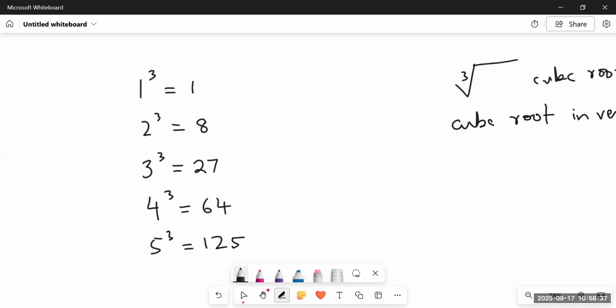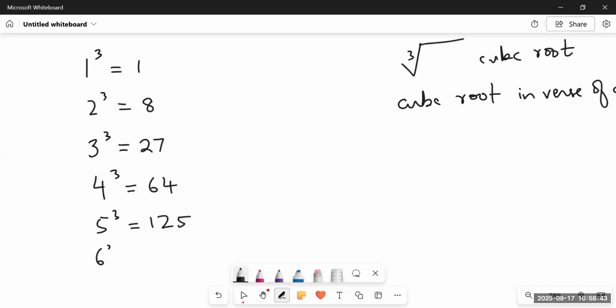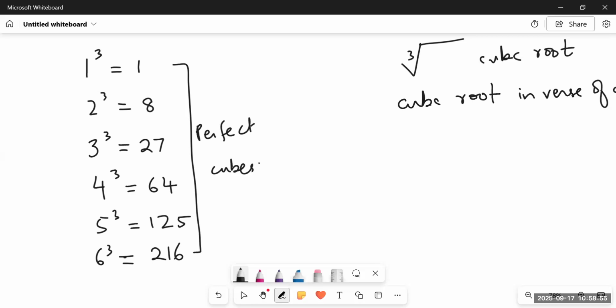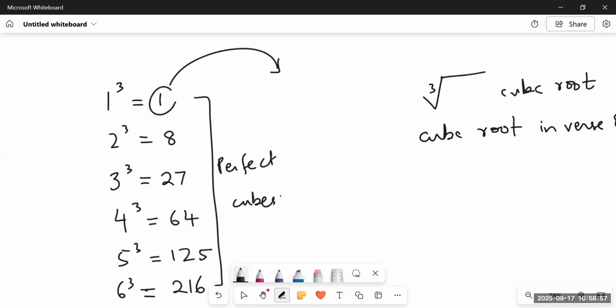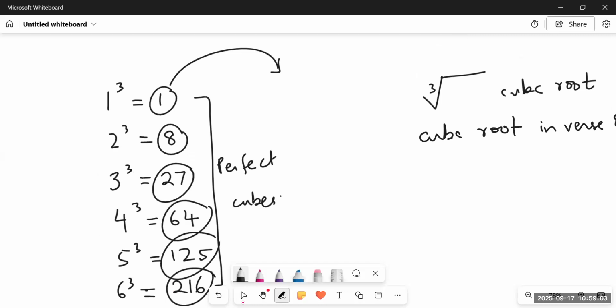Then the cube of 6 is 216: 6 sixes are 36, 36 sixes are 216. So these are called the perfect cubes: 1, 8, 27, 64, 125, 216. The numbers between every two perfect cubes are non-perfect cubes. Like 2, 3, 4, 5, 6 till 7 are all non-perfect cubes. Only 1 and 8 are perfect cubes, and there isn't any other perfect cube between 1 and 8.